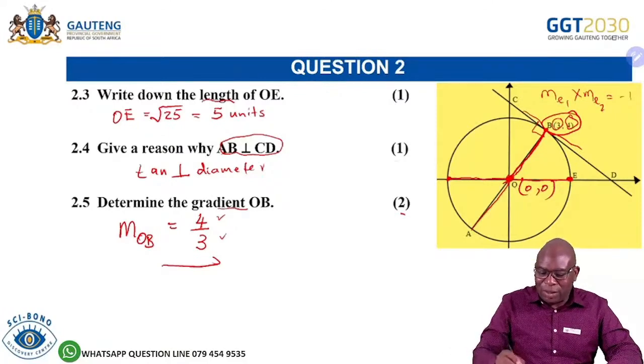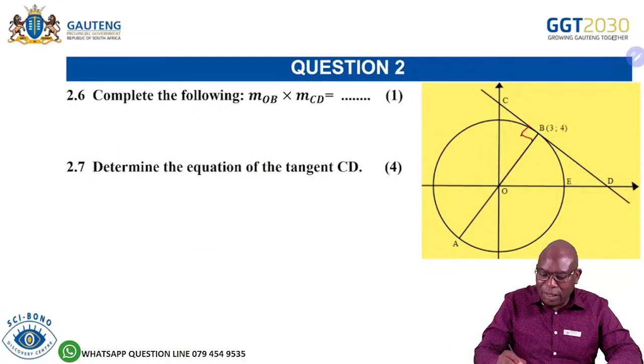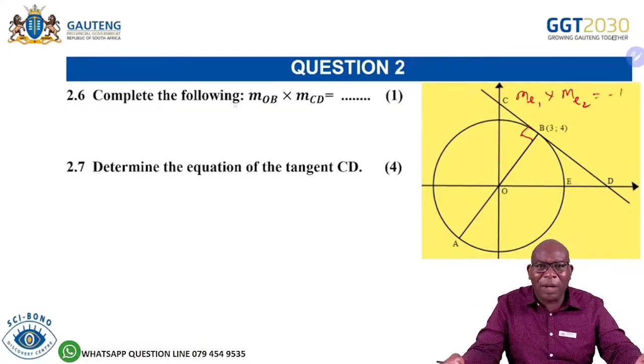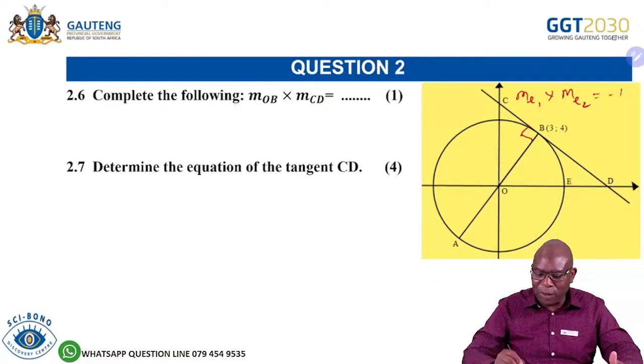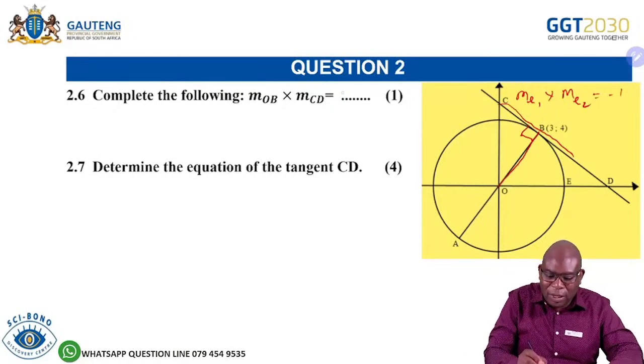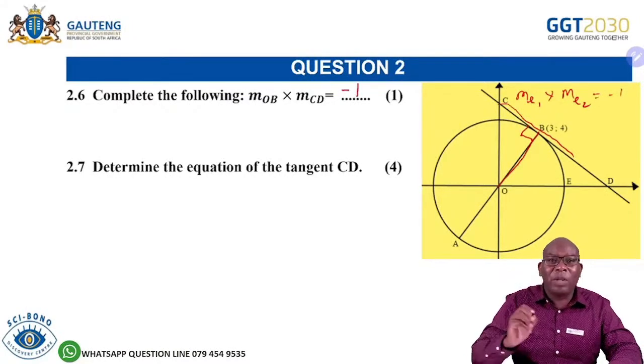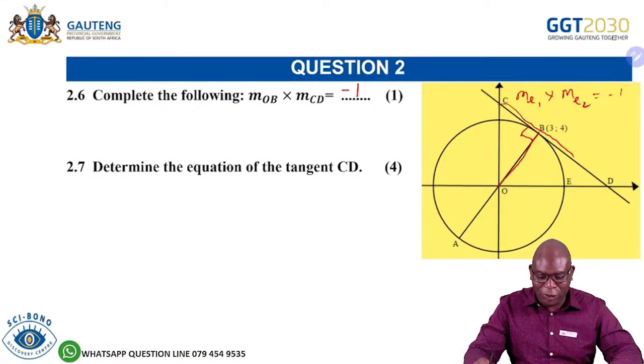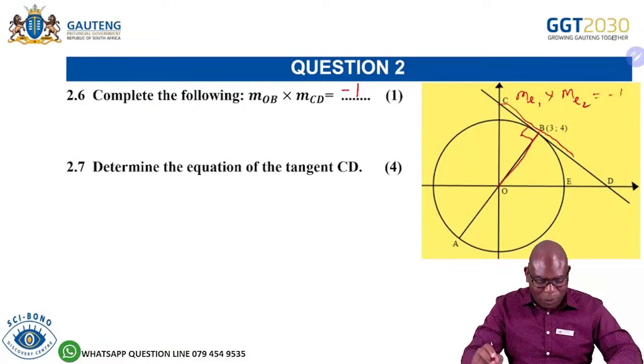Then the next question, I'm still writing there. 90 degrees gives us -1. Now they say, complete the following. Look, these are free marks. Complete the following. The gradient of OB times the gradient of CD. Do you have the answer? Yes, I can see that class right there with their teacher shouting, yes, we know, it's -1. Congratulations. Okay, keep watching.